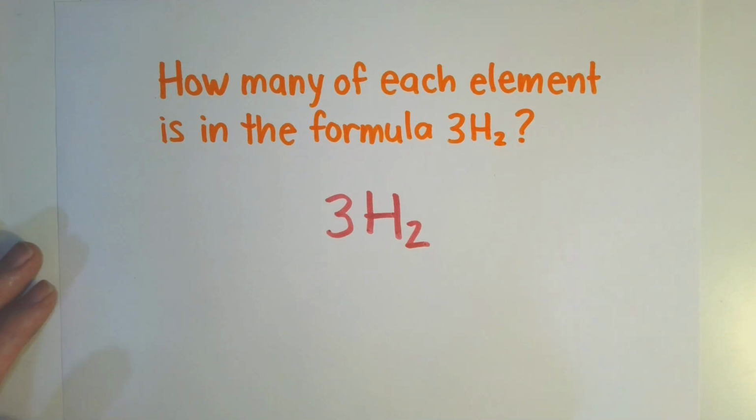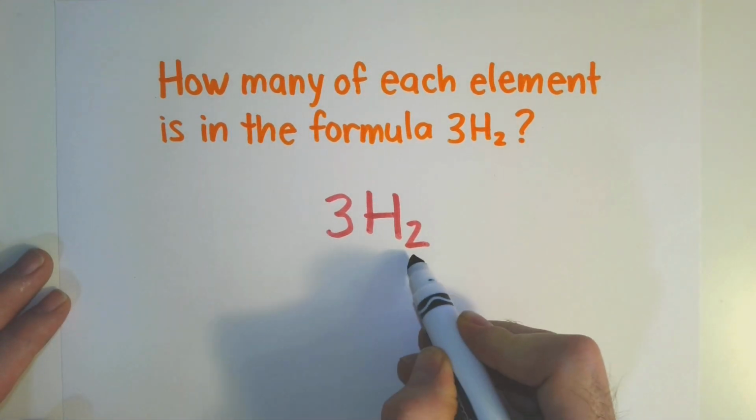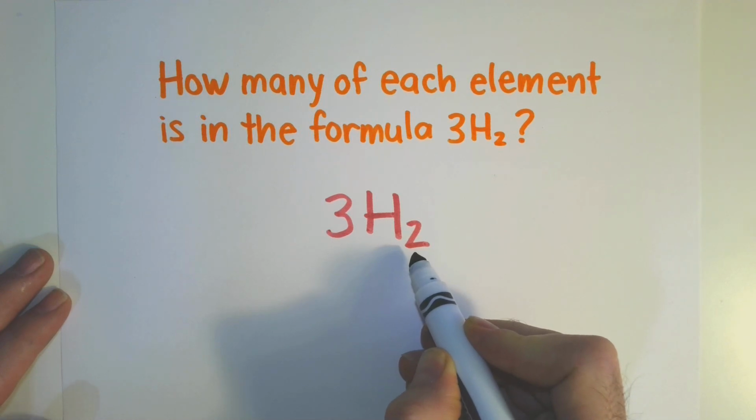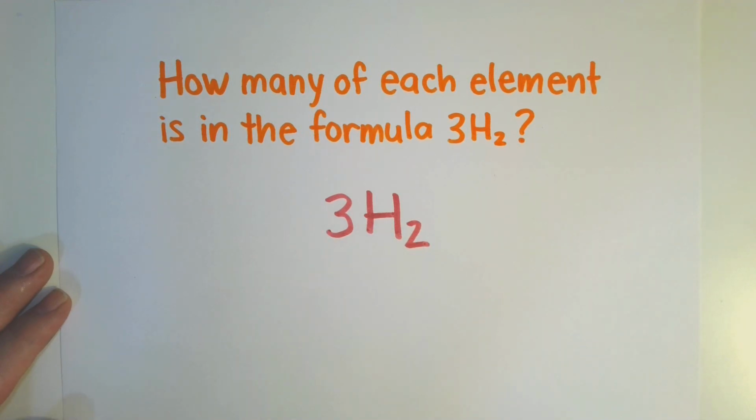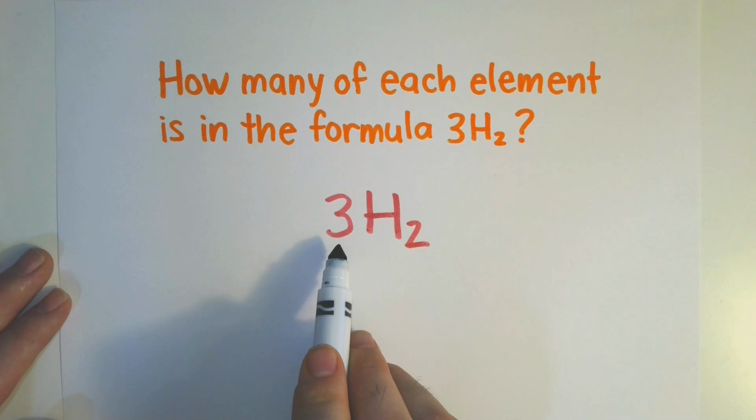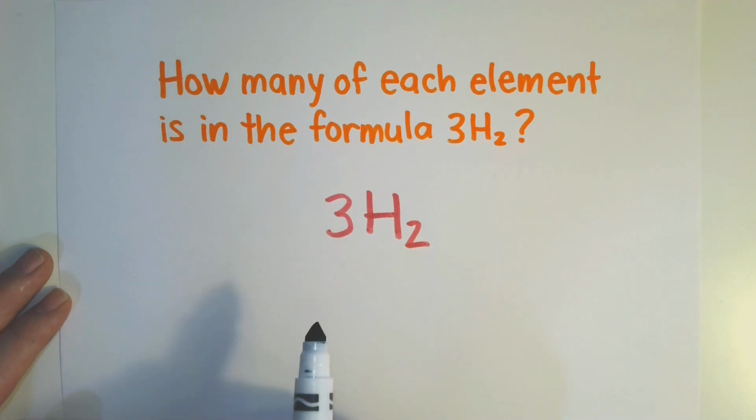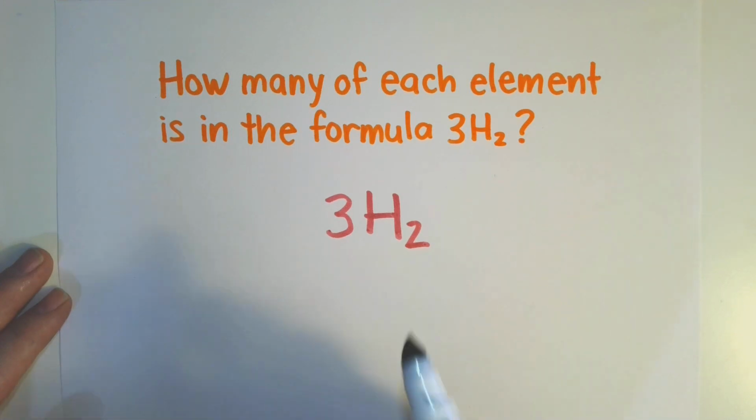Well, first let's think a little bit backwards. We look at our subscript and the subscript tells you how many of a particular element is in a molecular formula. Well, there are 2 hydrogens in this molecular formula. Well, this 3 right here, it tells us the number of molecules that we have. So 2 hydrogens per molecule, 3 molecules.